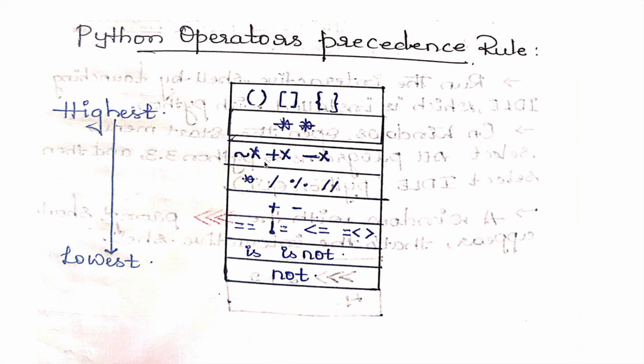Next, this is the negation operator. Next, star operator, modulus operator, division operator. After that, plus and minus. After that, equals to, lesser than or equal, greater than or equal, and next is not operator, and lastly not operator. So based on this precedence only, we have to decide which part of the expression needs to be executed first. So here parenthesis has the highest order, and not operator has the lowest order.